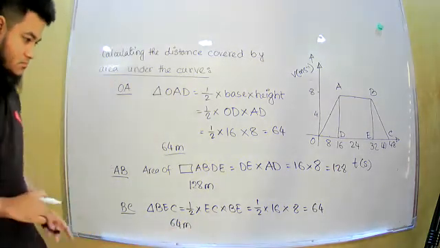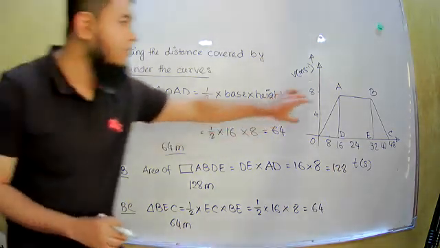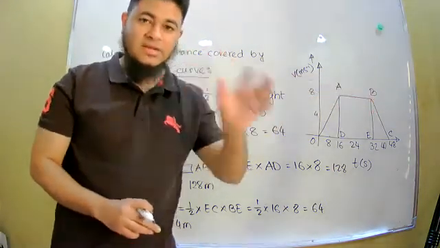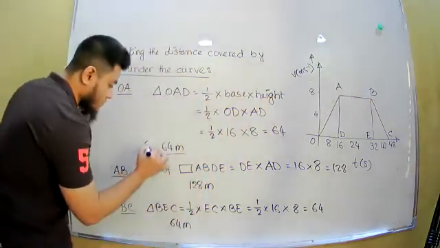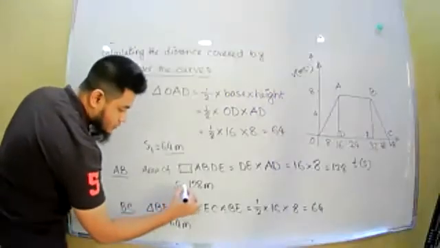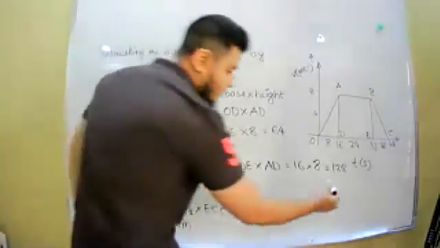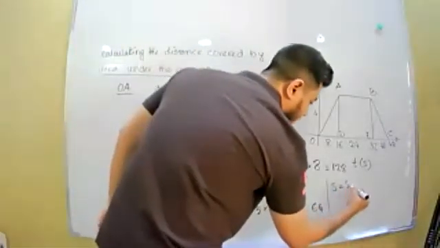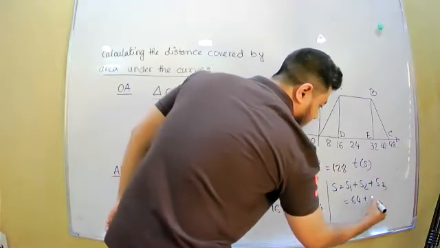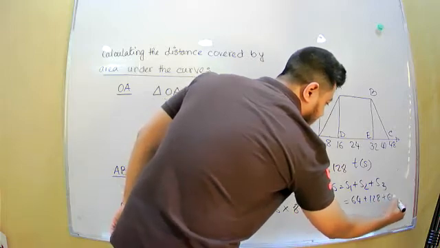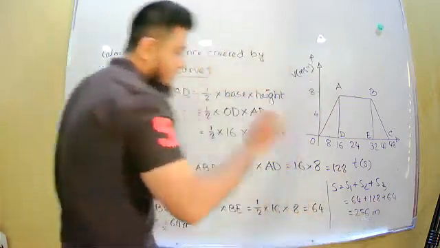Okay. Now we have calculated the distance covered for all the three parts. If they tell us to calculate the distance covered for the whole journey, we can do it like this: S1, S2, and S3, and at the end we add all of them. That is the total distance covered: S1 plus S2 plus S3. So 64 plus 128 plus 64, that's 256 meter. So the answer is the same.